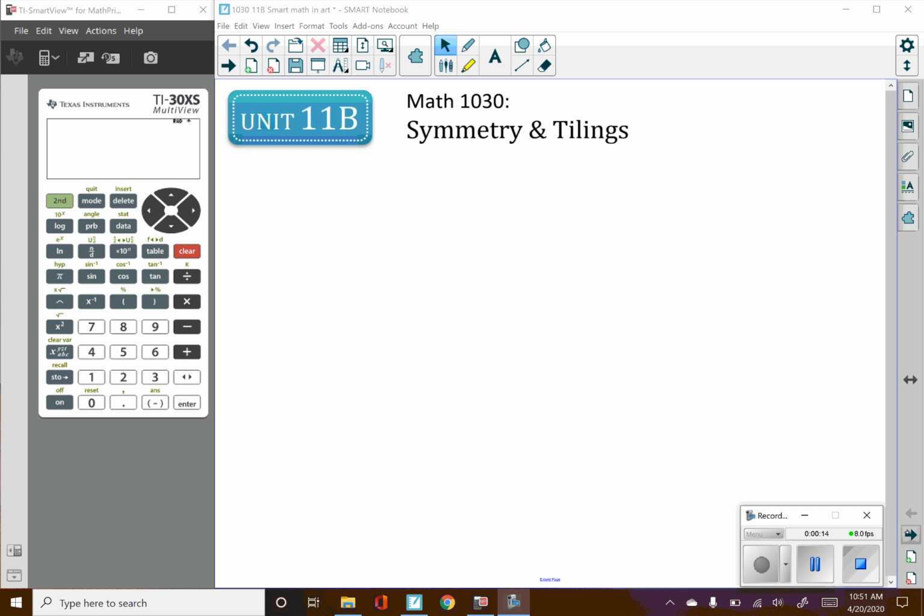I don't think it's super difficult, but be warned on the homework, there are only 5 questions, but a couple of them have multiple parts. So I don't think it's going to be time consuming, but there's at least one that has like 5 parts. Okay, so symmetry and tiling.